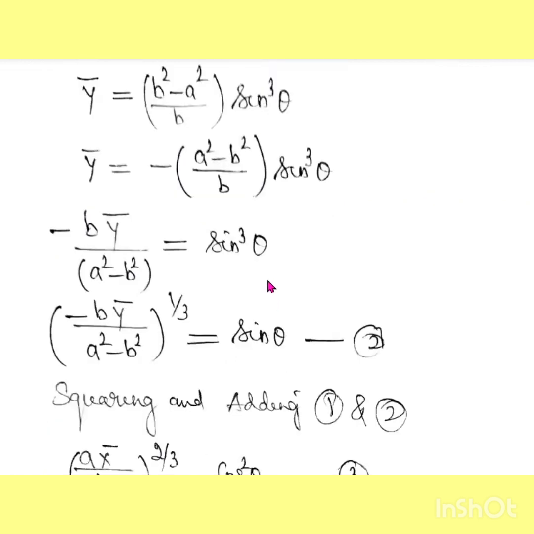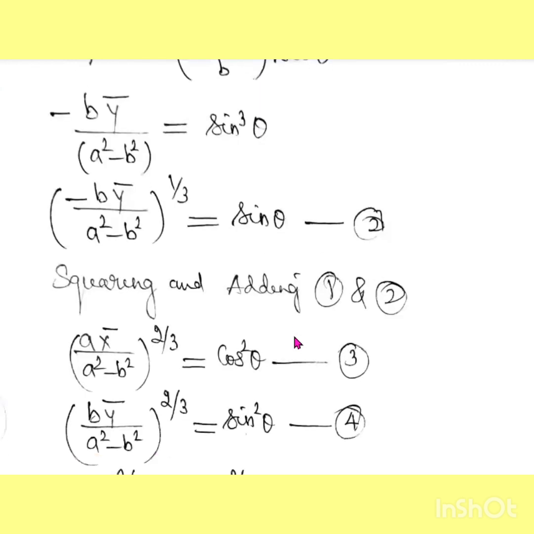So take the cube root on both sides. Minus b y bar divided by (a square minus b square) power 1 by 3 is equal to sin cube theta power 1 by 3, which will be sin theta. Take this as equation number 2. Already we have got equation number 1: cos theta is equal to (a x bar divided by a square minus b square) power 1 by 3.